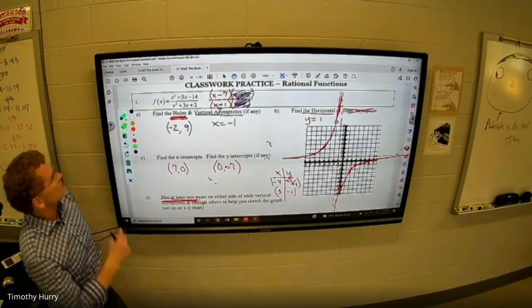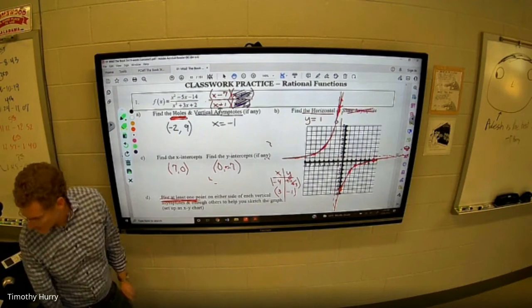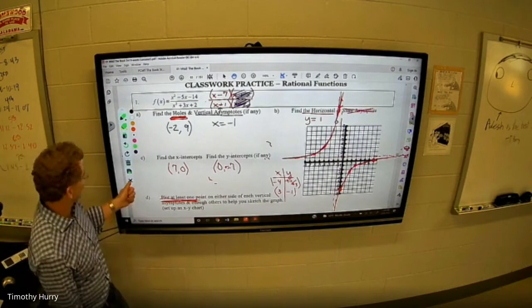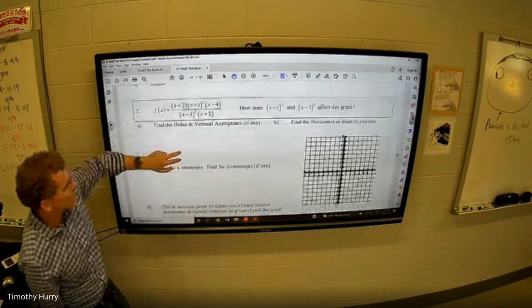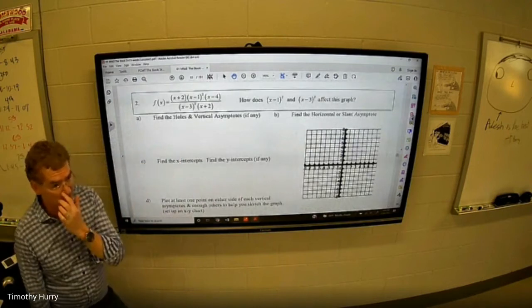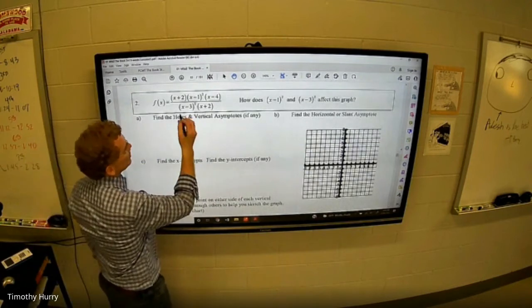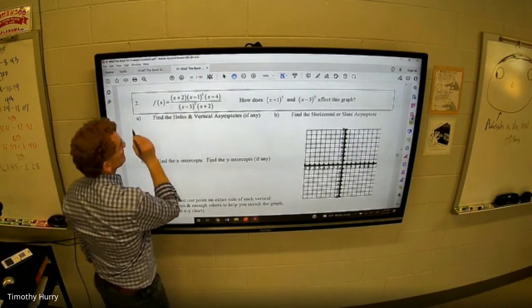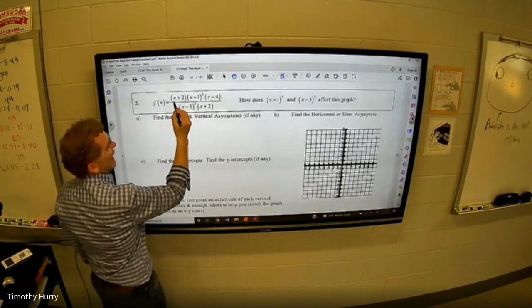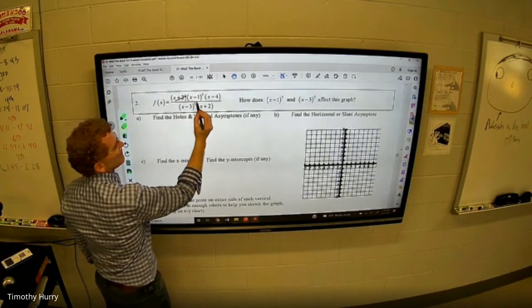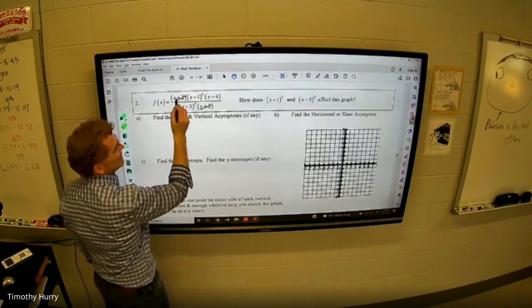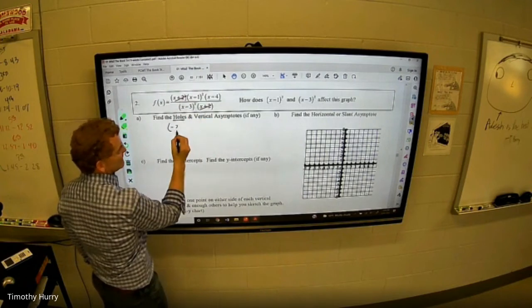Now, a couple other things. What time do we have? Oh, we got 5 minutes. Jump to this next one real quickly. Let's see if we can sketch all that. Holes. What do you know about holes? What do you see? At -2, right? Common factor. At -2, there's a hole.